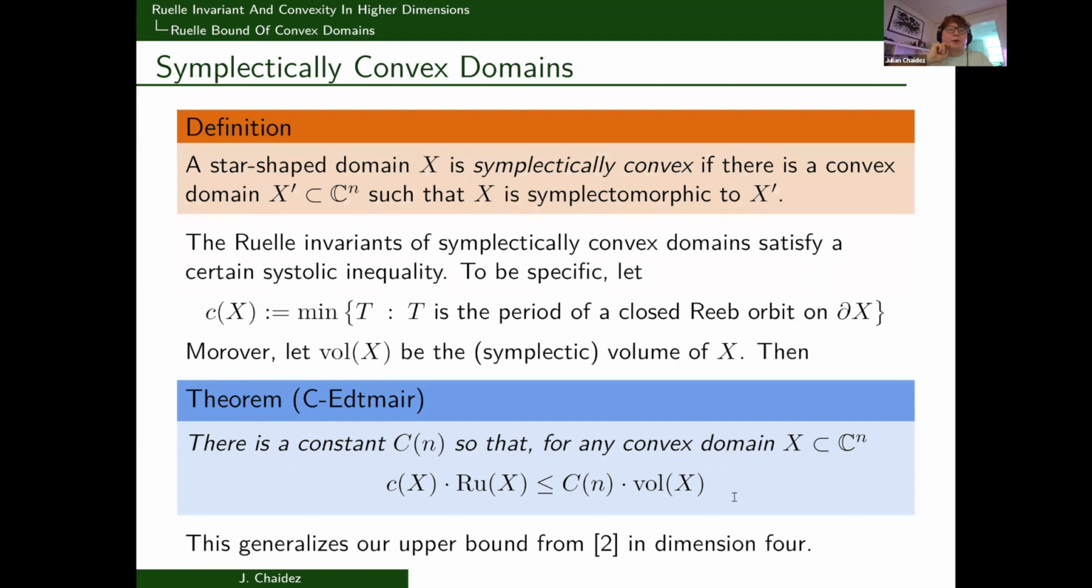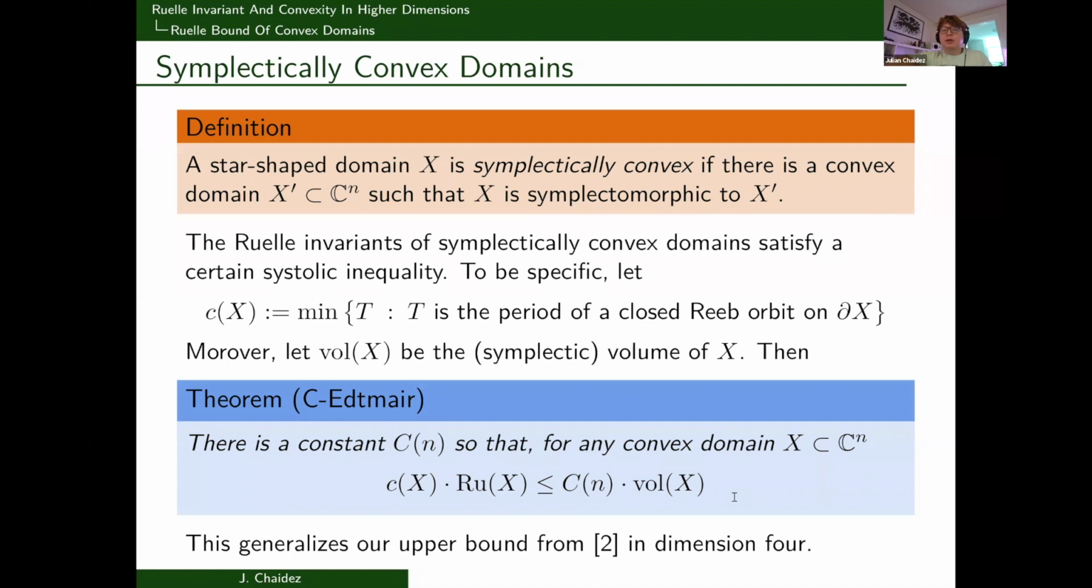Okay, so now we know what the Ruelle invariant is, and we know how to calculate it for toric domains. So the third thing I want to do today, this is second to last, is discuss the special stuff that happens for a convex Reeb flow. All right, so a star-shaped domain X is called symplectically convex if there is a convex domain X prime inside of C^n that is symplectomorphic to X. So I'll call something symplectically convex if it's symplectomorphic to something that is convex.